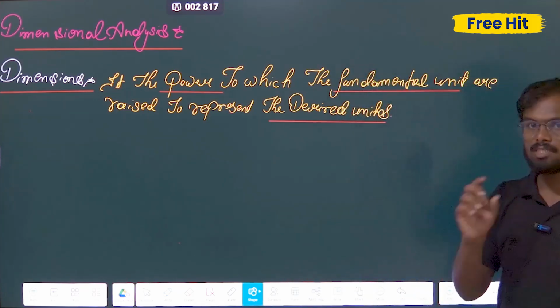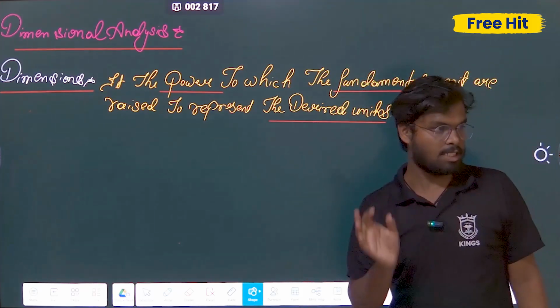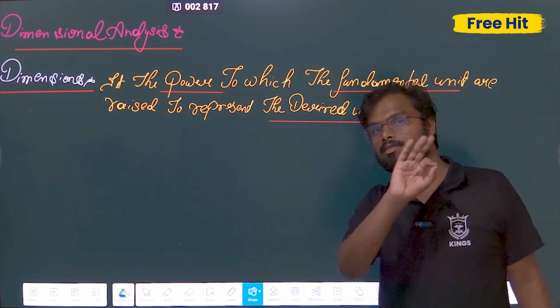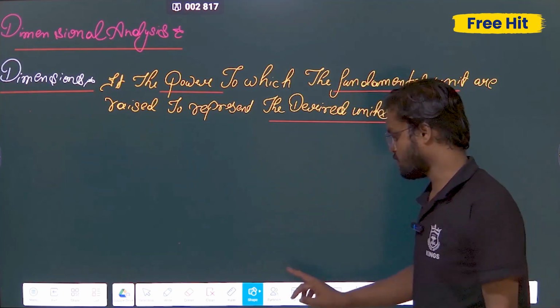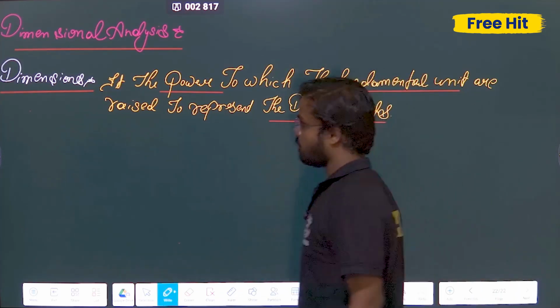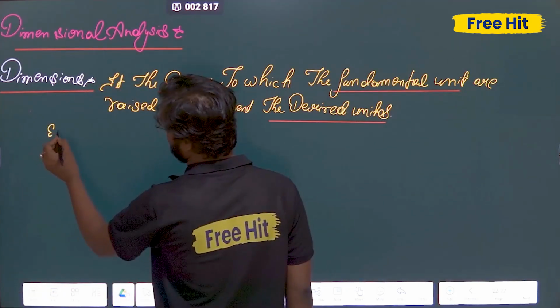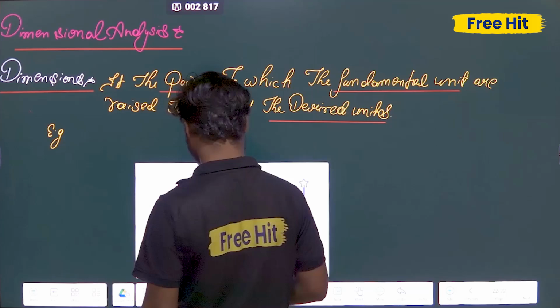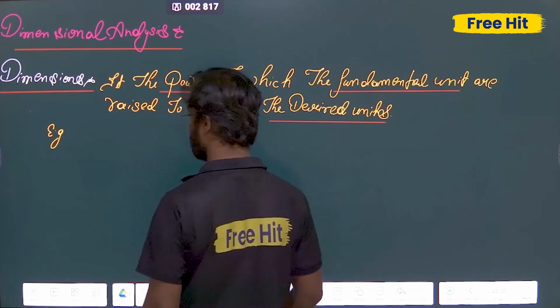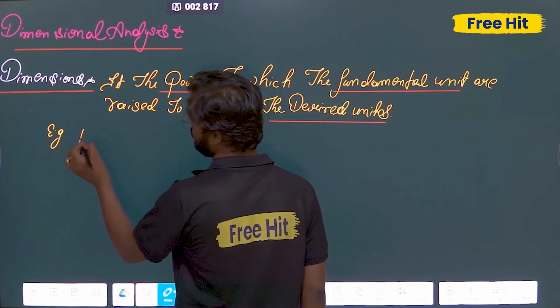So basically dimension means powers. First thing, it has to be very clear. Dimension means powers. They are nothing else. For example, let's take one example. Let's take force.